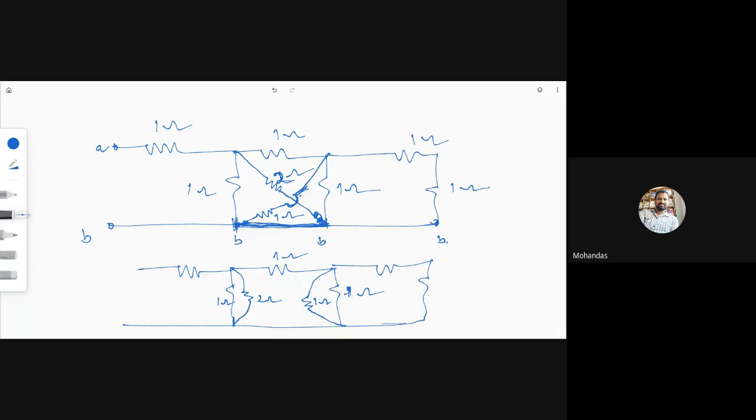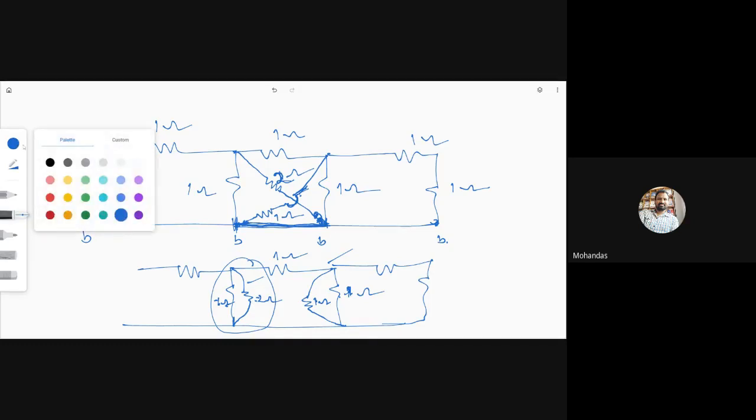Now if you redraw the circuit like this, then this 1 and 2 are connected in parallel. This 1 and 1 are connected in parallel. So then the circuit will be very simple. So many problems are available in the textbook. So all of you try to solve these problems one by one. Okay? Now one more observation is that if you take the same circuit, let me redraw the other circuit.